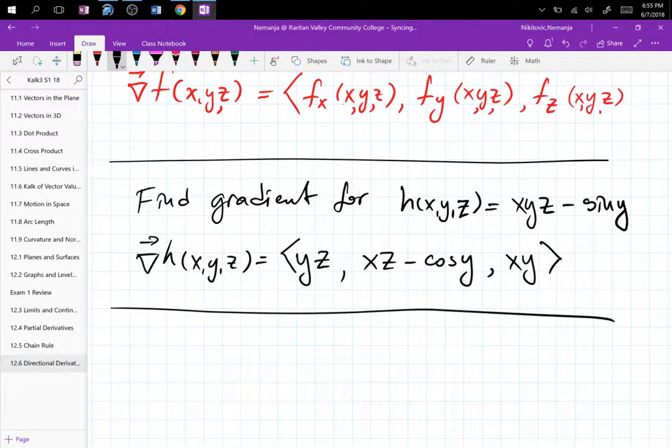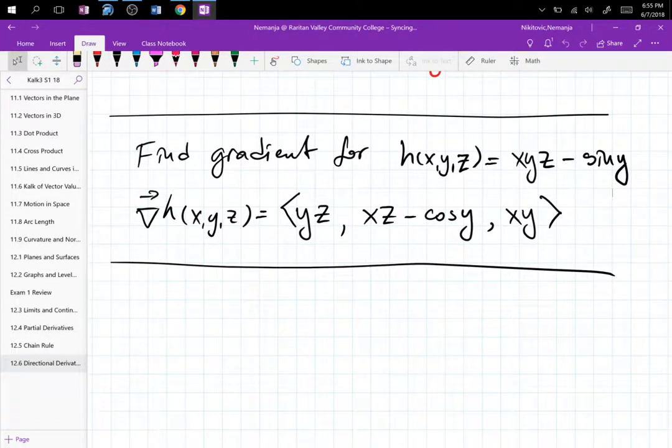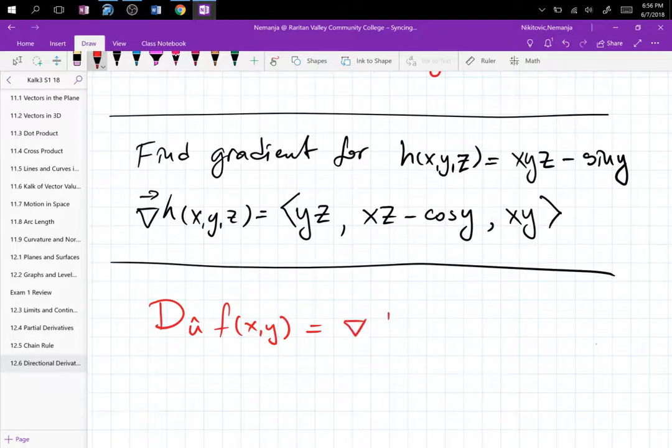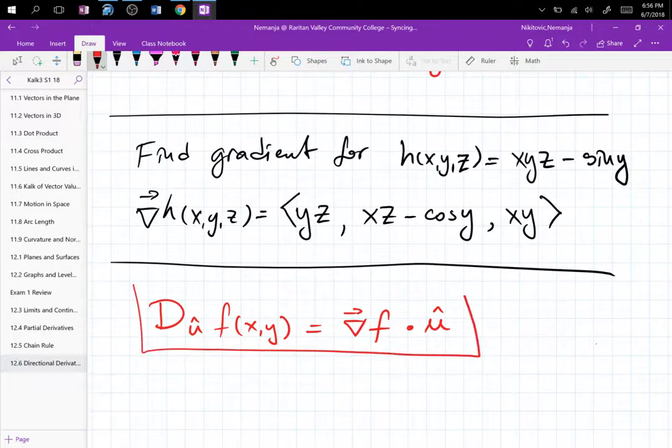Now that we gave it a special name, we can recast our formula for the directional derivative into simply gradient of f dot u. So this is the simpler formula for directional derivatives. Good effort.